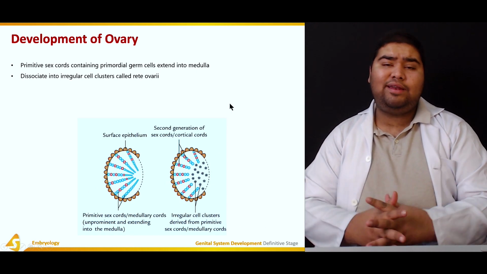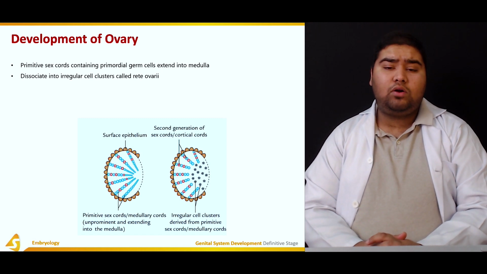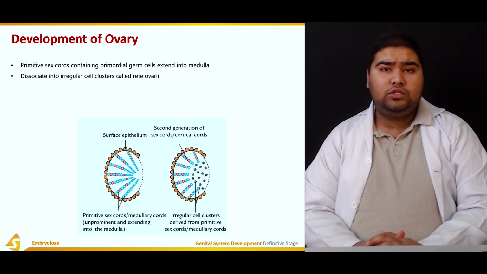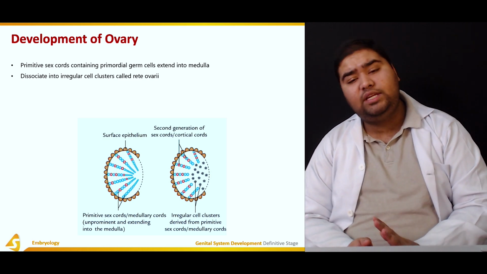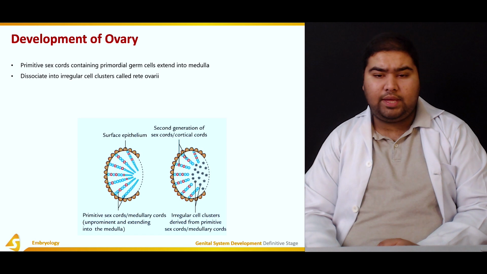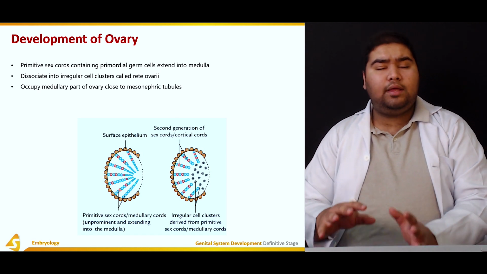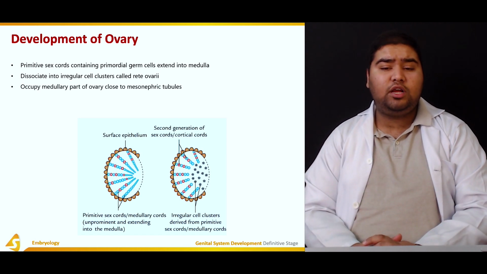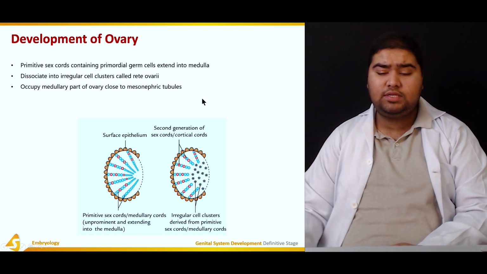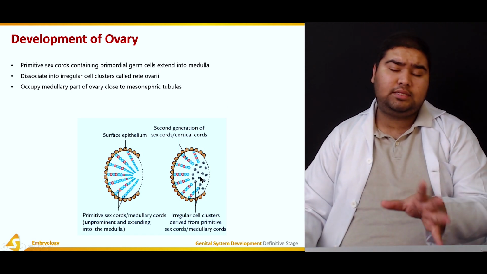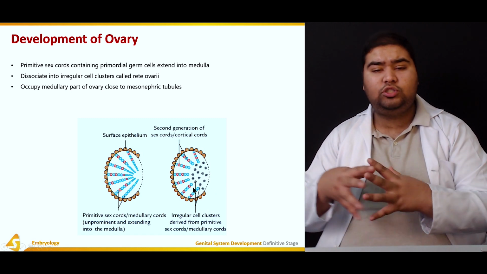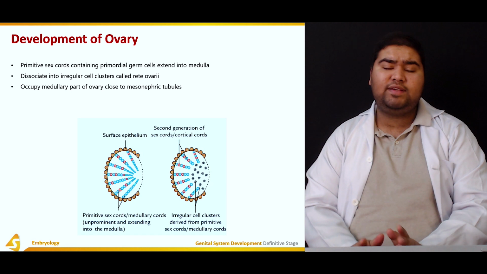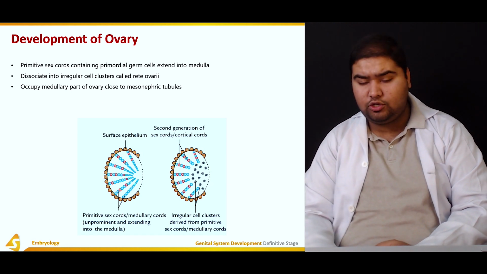Now these irregular clusters of cells are called rete ovary. So we had rete testes in males and we have rete ovary in females. They occupy the medullary part of the ovary close to the mesonephric tubules. So it is almost the same part as that of the rete testes. They occupy the inner portion or the medullary part of the ovary, which lies close to the mesonephric tubules.